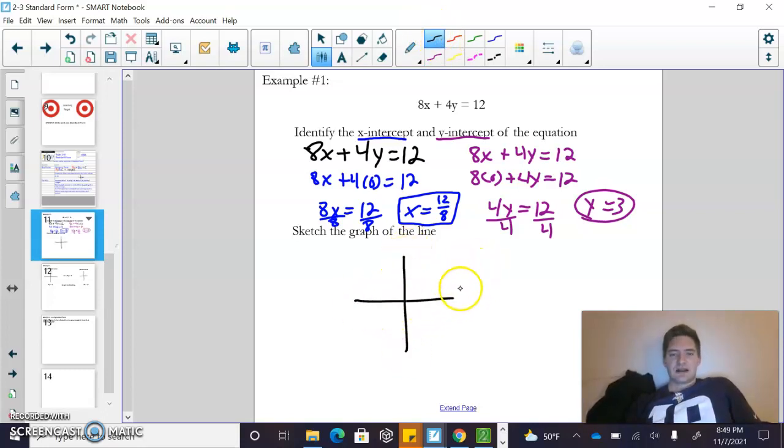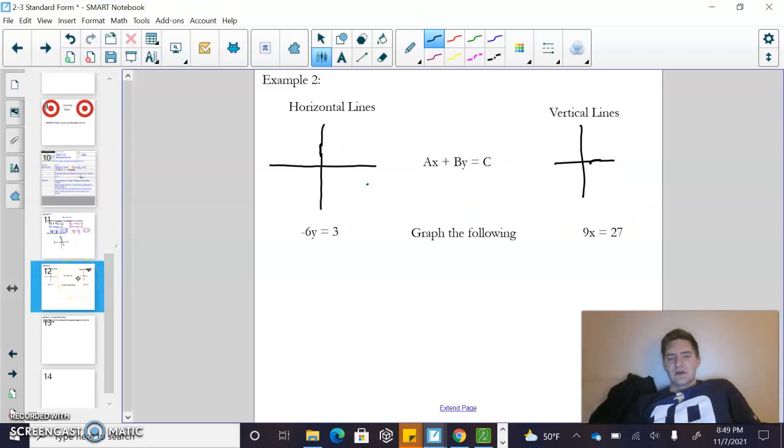So if we go sketch the graph, let's say this is (0, 3). This is 12/8, which is roughly 1.5. And then there's our line. So that's what the sketch will look like. So a couple important things to note if we ever see horizontal or vertical lines. Whenever we see a horizontal line, that means that A is going to be equal to 0.